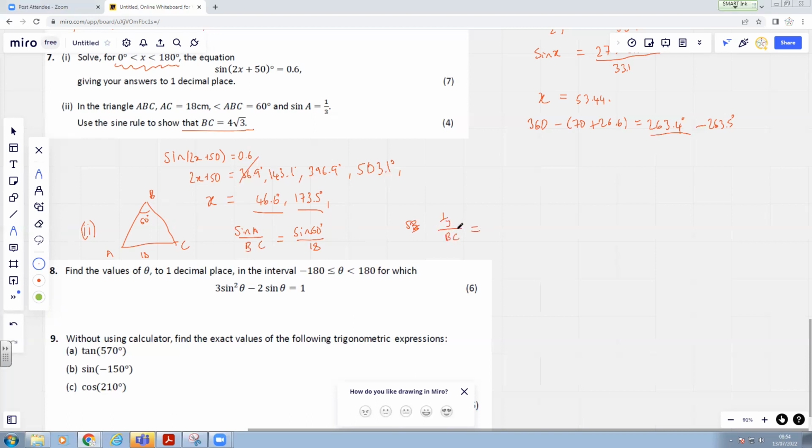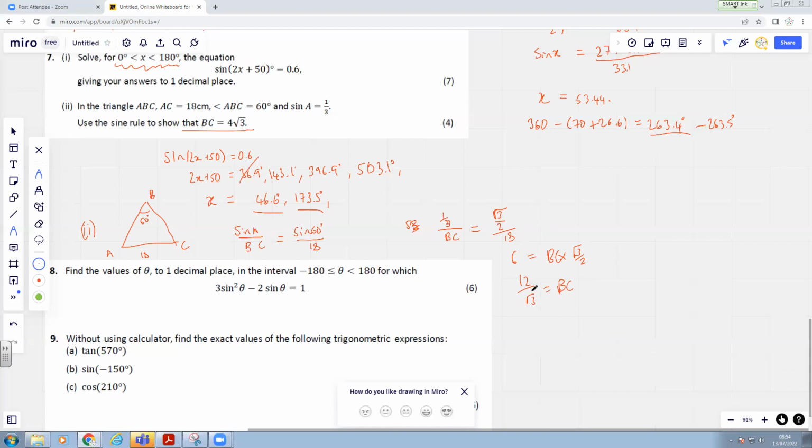I'll show you how to do this without a calculator. A third over BC is root 3 over 2, divided by 18. I suppose we could cross multiply here. 18 times a third is 6. BC times root 3 over 2. Now I'm going to times that over there. It's going to be 12 over root 3 is BC.